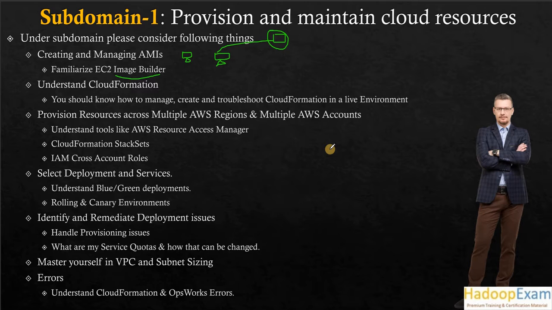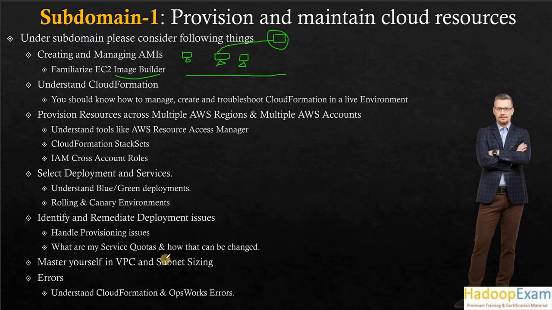Identify and remediate deployment issues, and handle provisioning issues. What are my service quotas when I try to provision a new EC2 instance, for example? It is possible your account is limited so that you are allowed to provision only three EC2 instances. If you automatically try to launch a fourth EC2 instance, you will not be able to, because your service quota does not allow it. So you should know how to handle this.